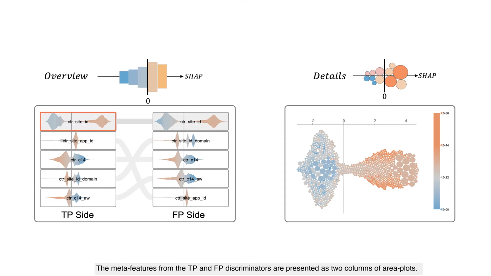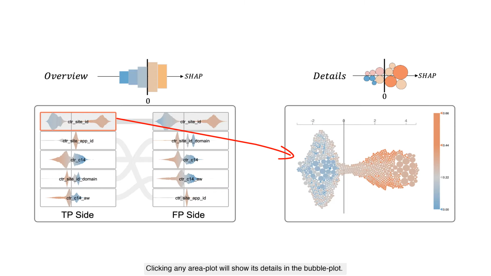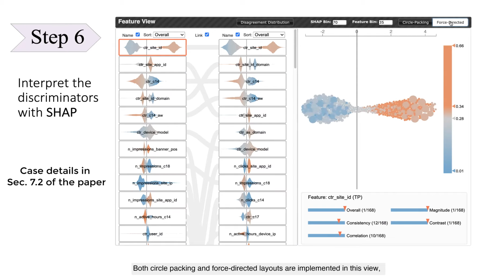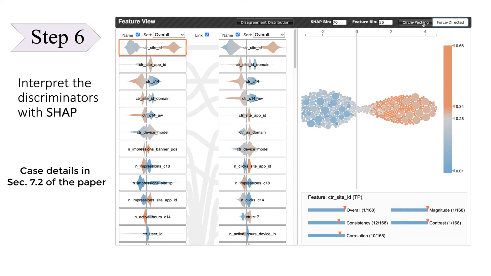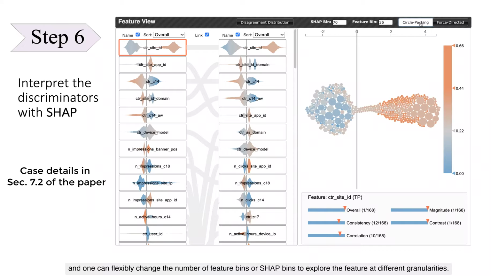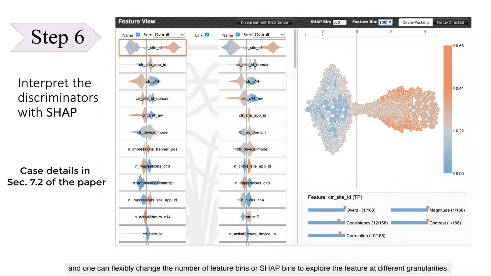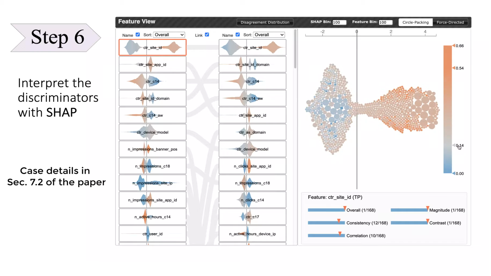The meta features from the TP and FP discriminators are presented as two columns of area plots. The same meta feature from the TP and FP sides are connected through Bezier curves. Clicking any area plot will show its details in the bubble plot. Both circle packing and force-directed layouts are implemented in this view. And one can flexibly change the number of feature bins or SHAP bins to explore the feature at different granularities. Interacting with the transfer function legend will change the color mapping or select bubbles within certain value ranges.